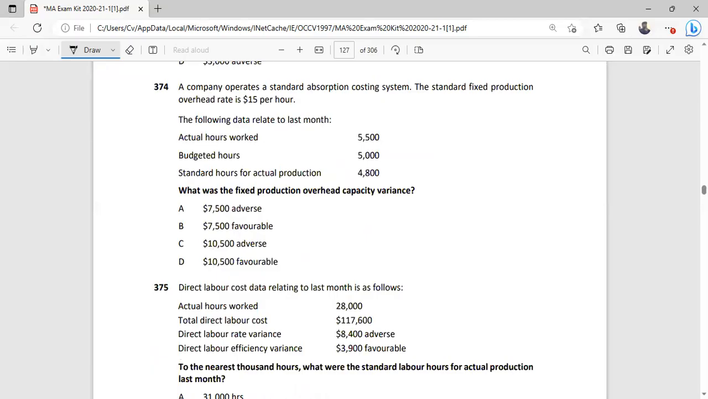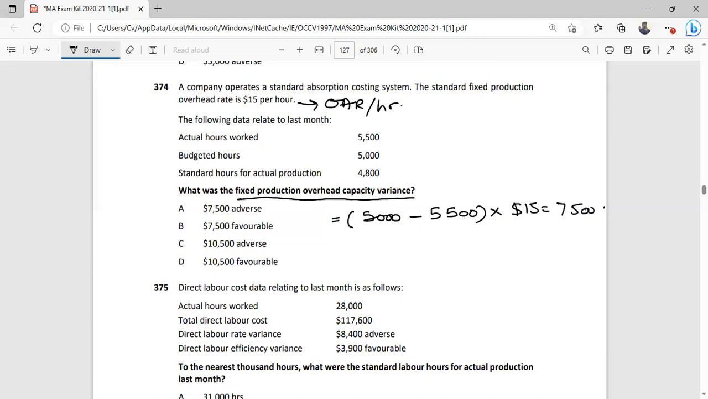Then a company operates a standard absorption costing system. Standard fixed production overhead rate is $15. It means overhead absorption rate per hour is $15. Requirement is fixed overheads capacity variance. Budgeted hours are 5,000 minus actual hours are 1,500 into OAR is 15. So you have answer of $7,500. You actually worked for more hours in comparison with the budgeted, or you completed the work which needed 5,500 hours within 5,000. That's why it is 7,500 favorable.